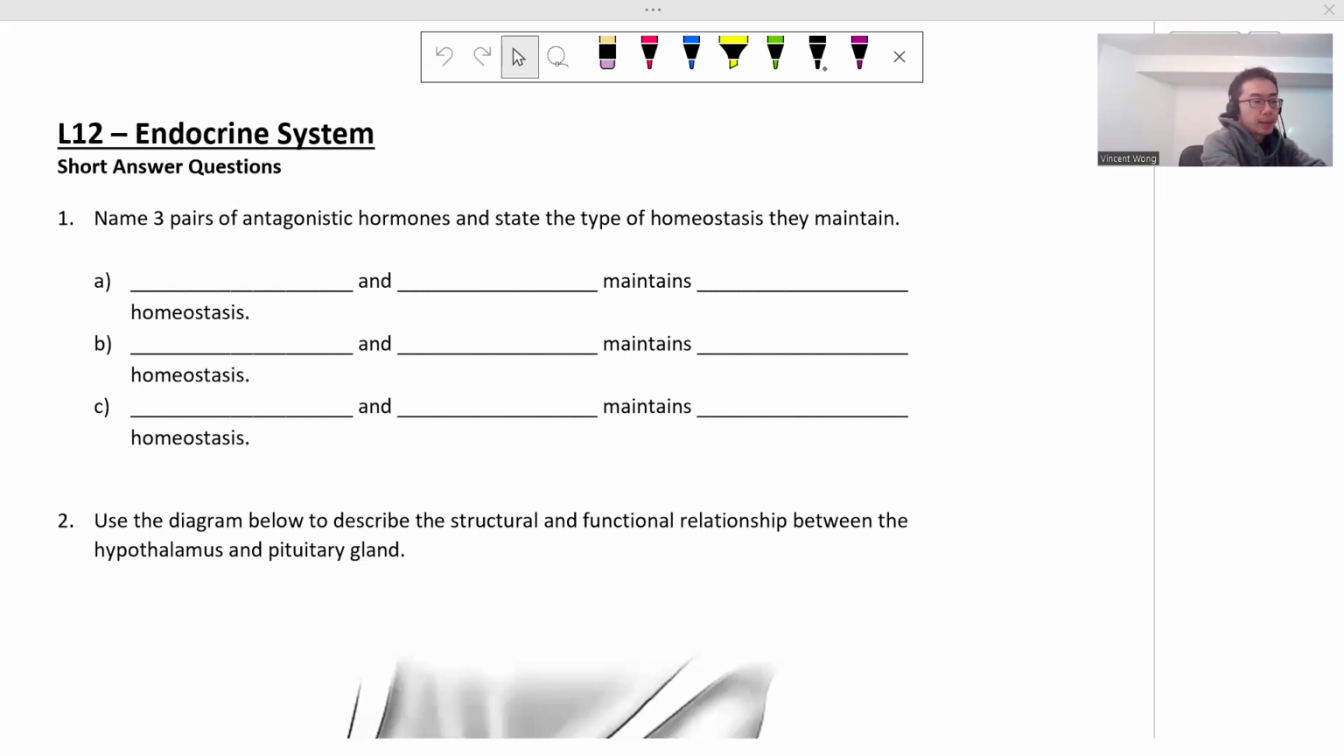So the first pair of antagonistic hormones that we learned about was in the renal system, okay? And they are going to be aldosterone and ANH, and together they maintain blood sodium level. Okay, blood sodium level.